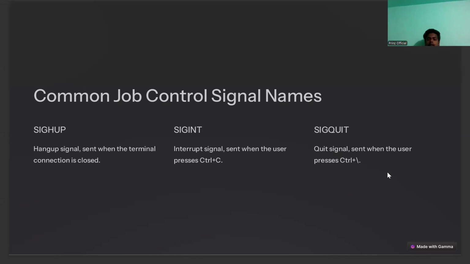Common job control signal names. SIGHUP, the hang up signal, sent when the terminal connection is closed. SIGINT, the interrupt signal, sent when the user presses Ctrl plus C. SIGQUIT, the quit signal, sent when the user presses Ctrl plus backslash.